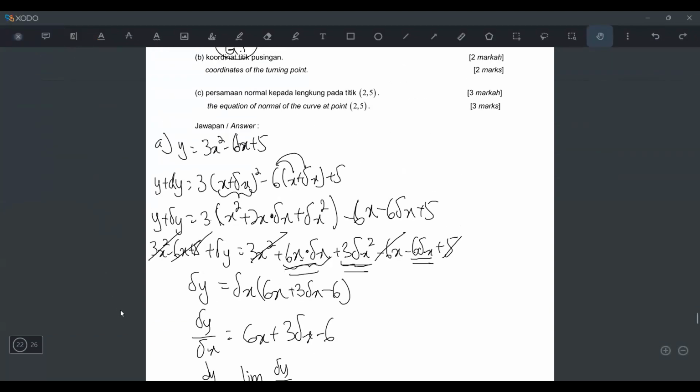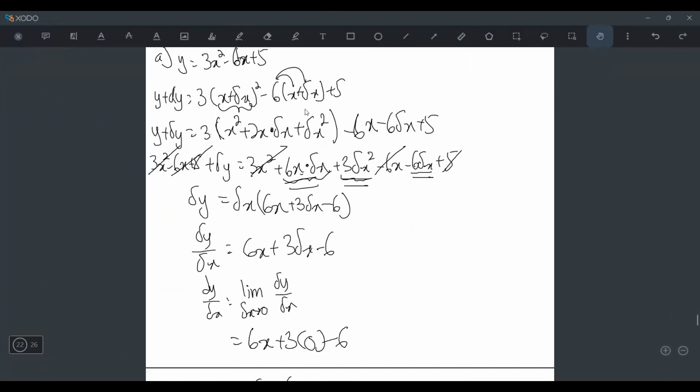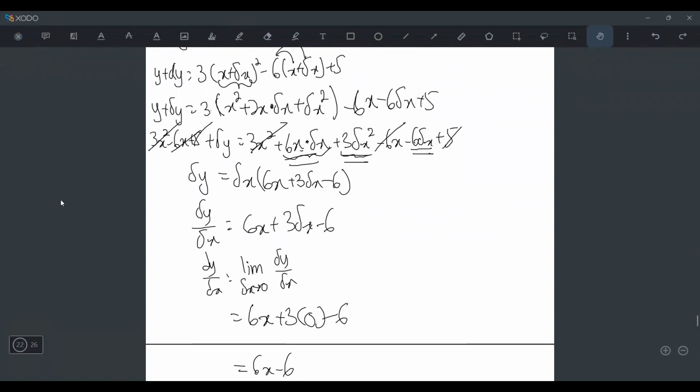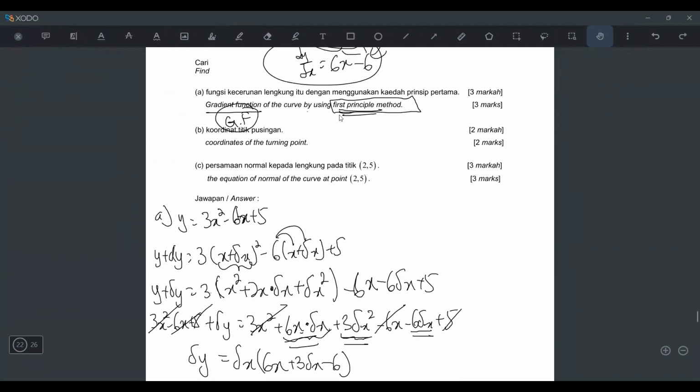Can you see this answer is the same as this answer? But I get here from just one step only. The first principle method, can you see, is so much work, but you still end up with the same answer. That is why we don't use this method to differentiate anymore. We only use this when the question asks us to use it. Then only I will use it.